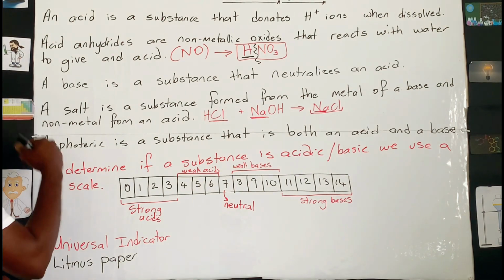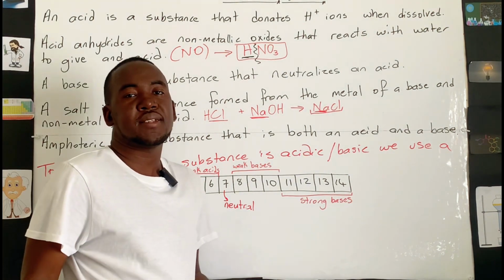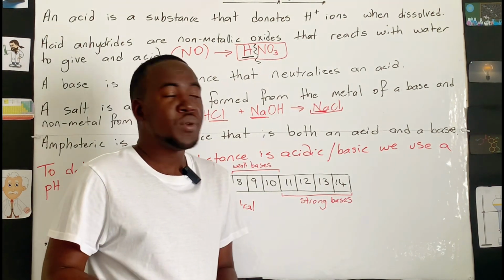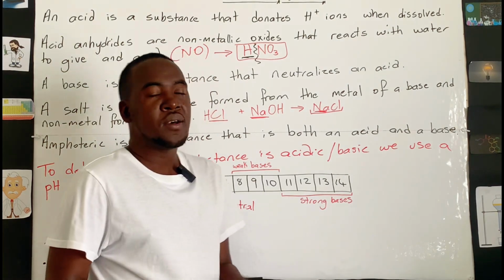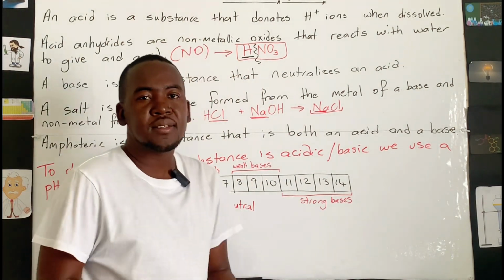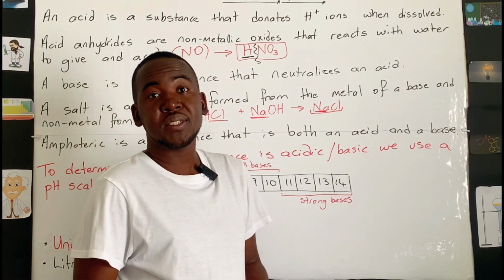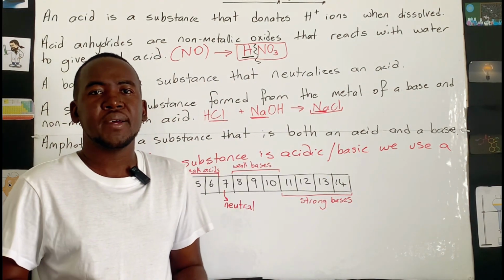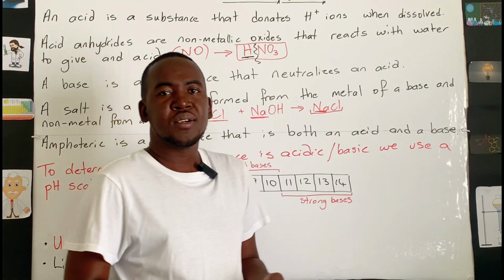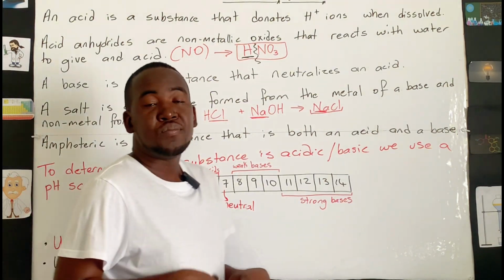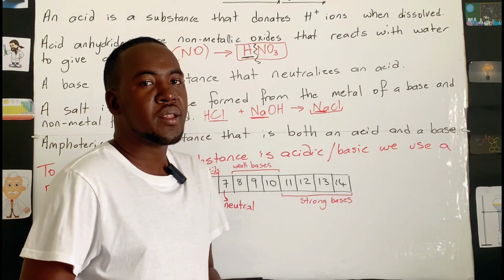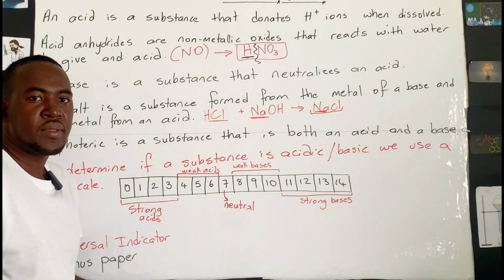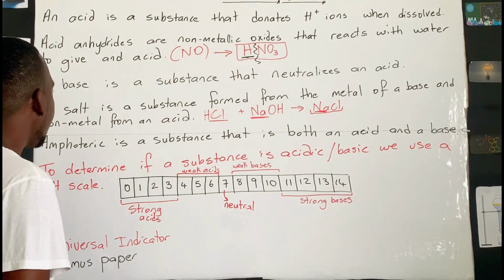Now, a base is a substance that neutralizes an acid. What does the word neutralize mean? To neutralize means we are reducing the effect of acids. We know that acids are corrosive, they will burn, and they are sour in taste for the ones that we can taste, like citric acid. To neutralize that effect, to make it not corrosive and burning, we can reduce the effect by mixing it with a base. So that's what a basic solution is.